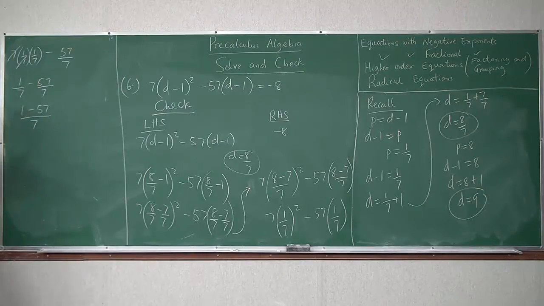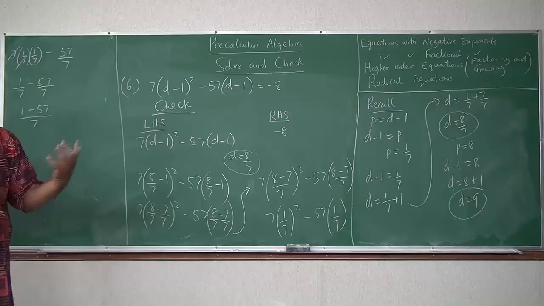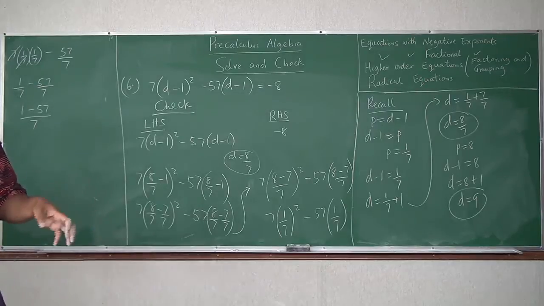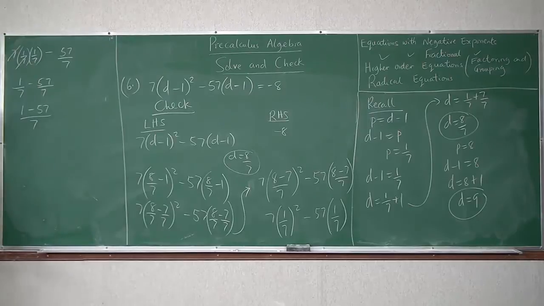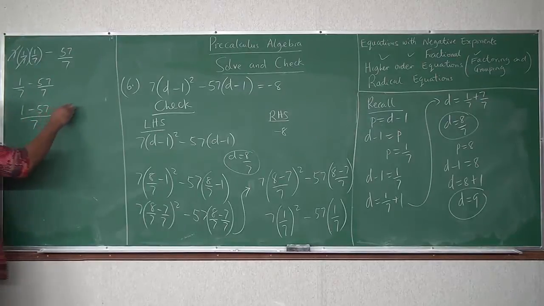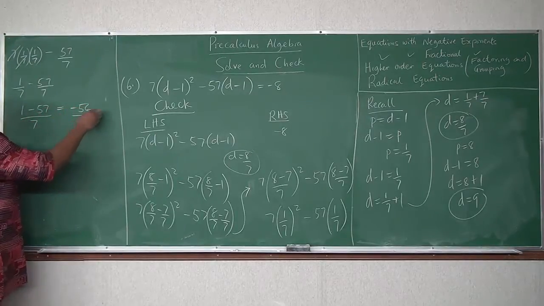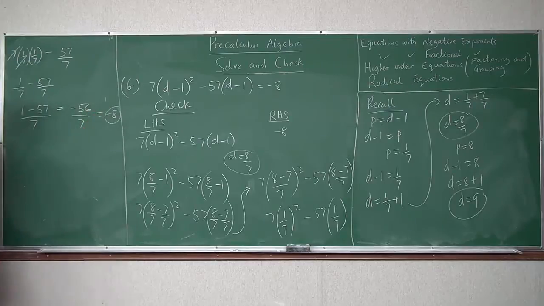If you don't understand these fractions, I did videos on fractions, adding and subtracting fractions. You go and look at it. So this will be negative 56 over 7, and that is negative 8. So that works.